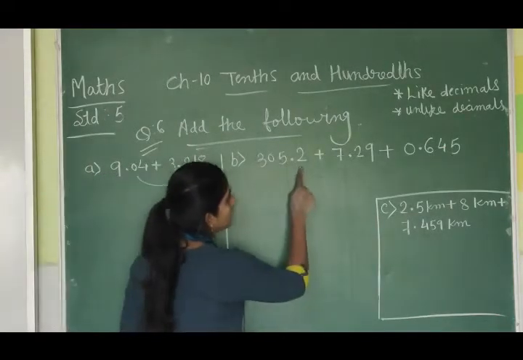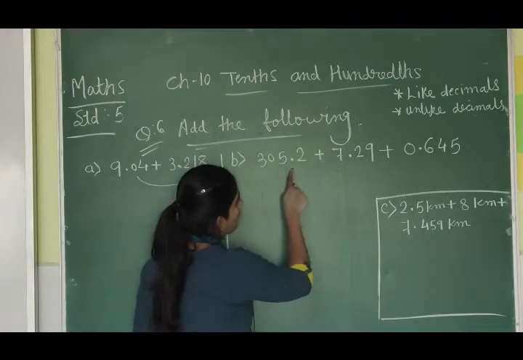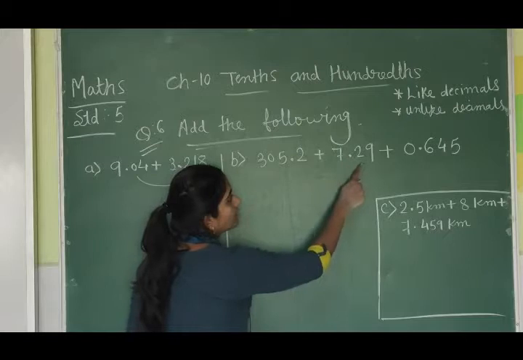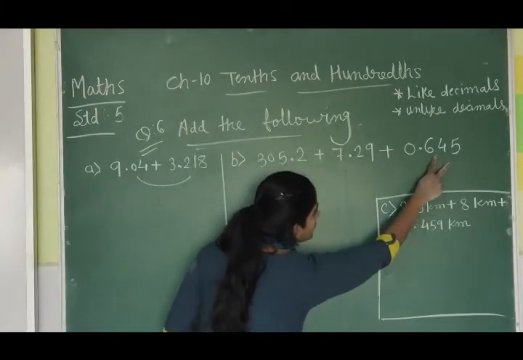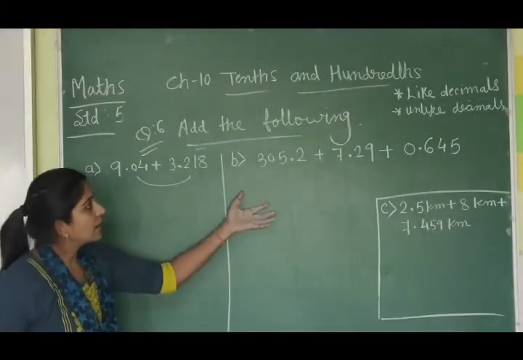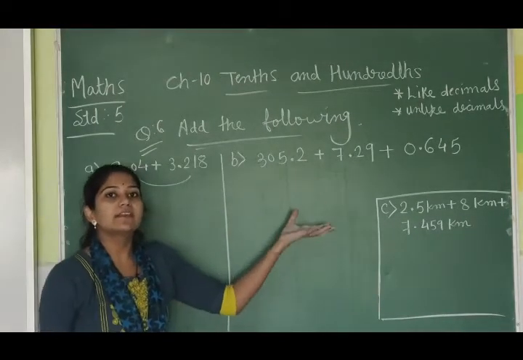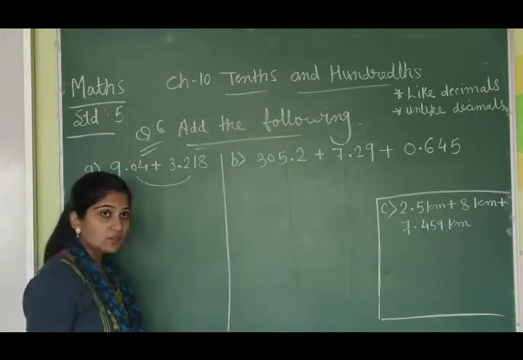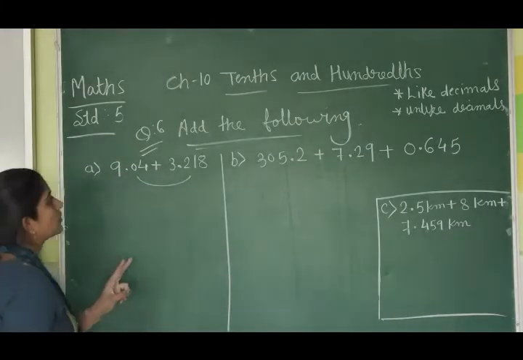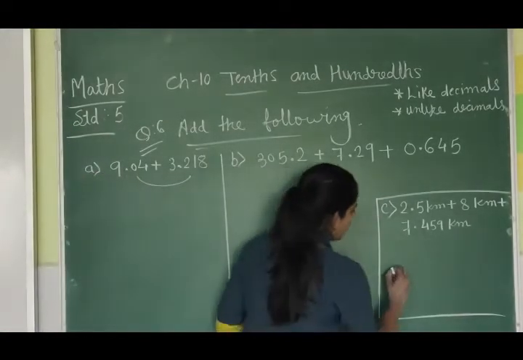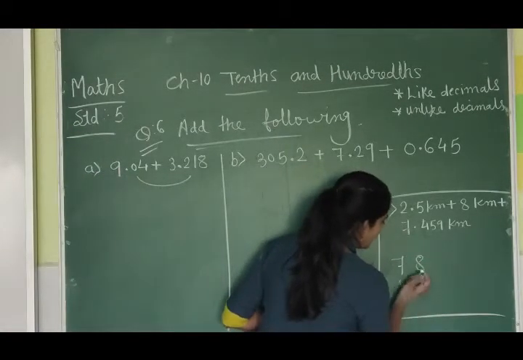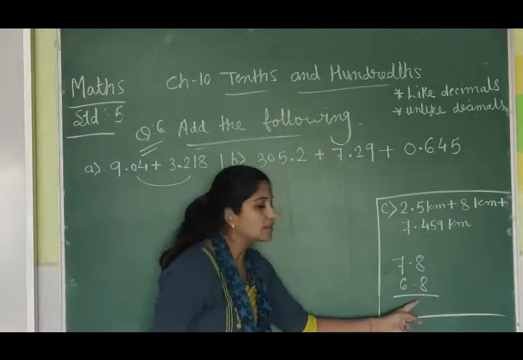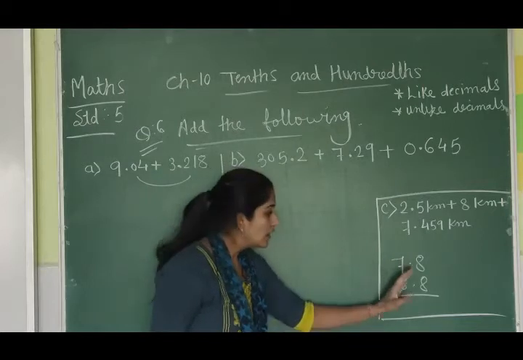So here you can see the example: 305.2. Here after the decimal 1 digit, here 2 digits, and here 3 digits. So this is the example of unlike decimals. That means the number of digits after the decimal is not the same. And if they are the same, similar, for example 7.8 and 6.8, after the decimal, as you can see, 1 digit is there. So this is the example of like decimals.